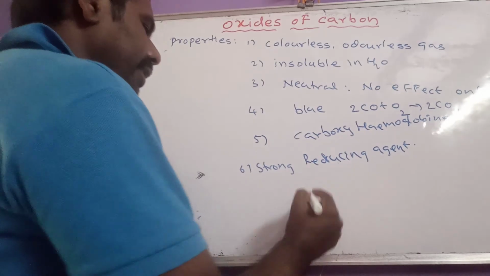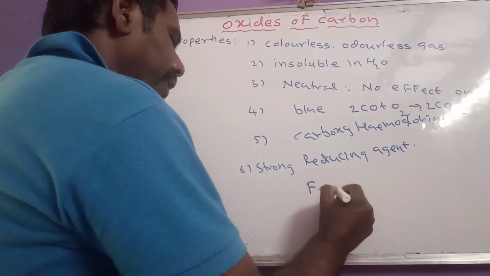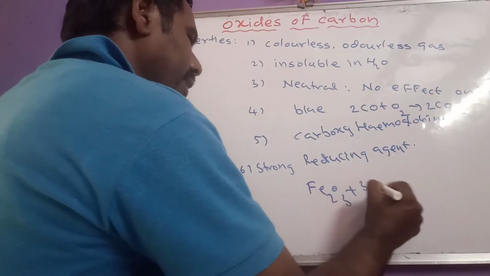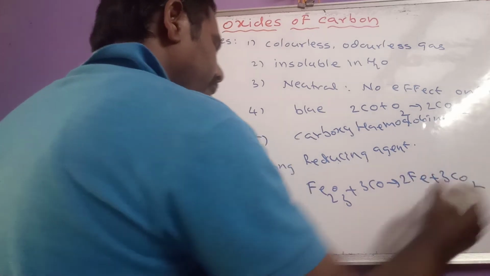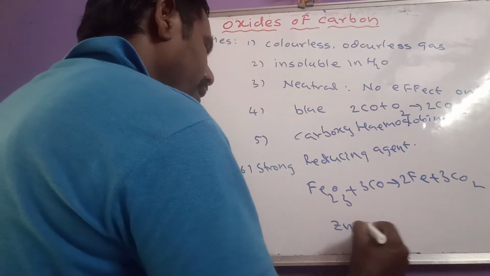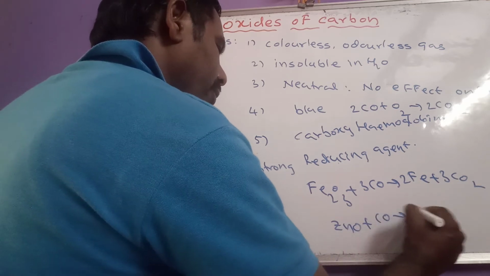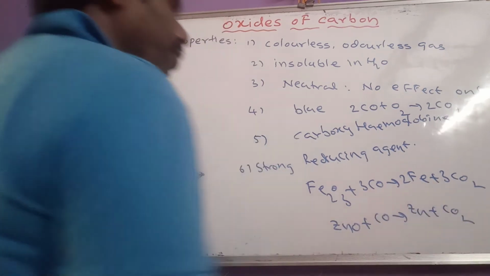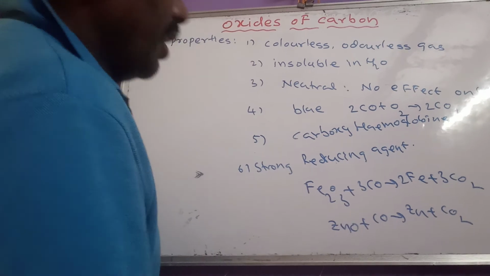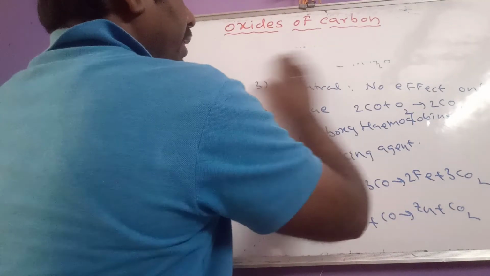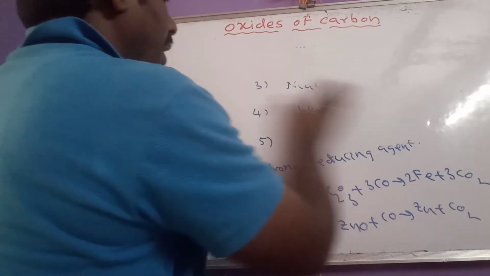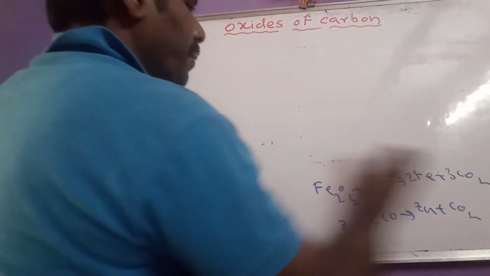So let us see an example here. Fe2O3 plus 3CO gives 2Fe plus 3CO2, and zinc oxide plus CO gives zinc plus CO2. So like that, carbon monoxide is used as a strong reducing agent, and it is used in the extraction of metals in metallurgy.